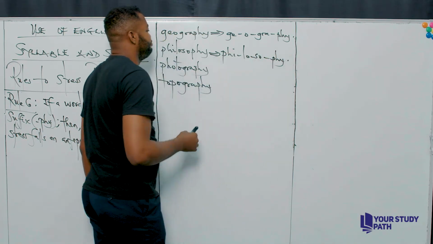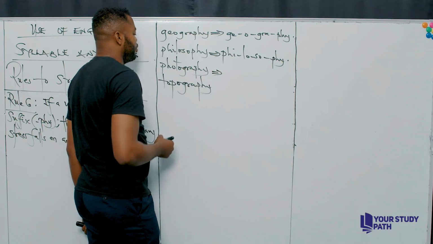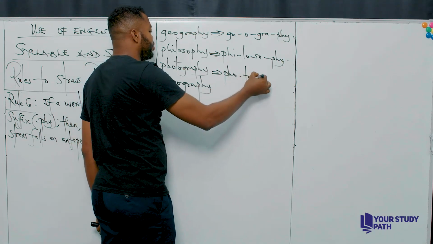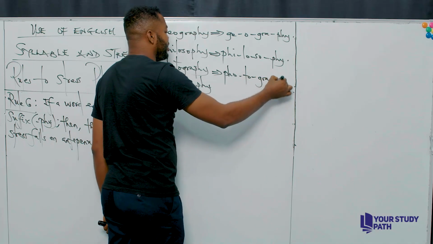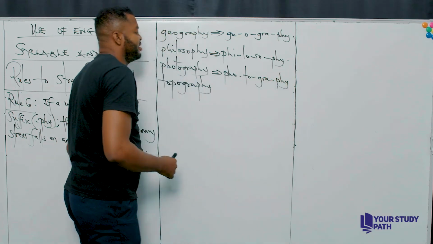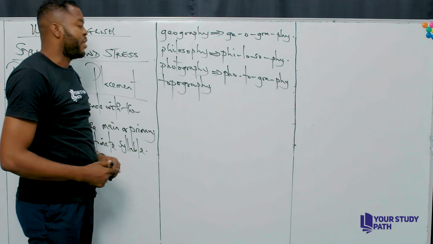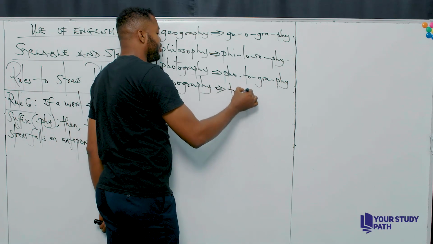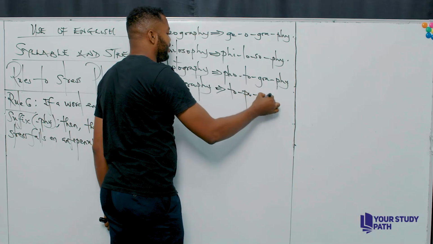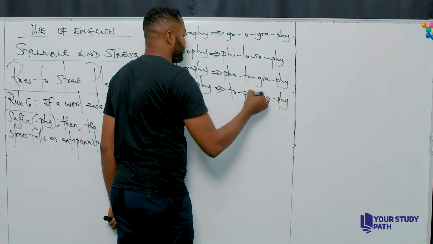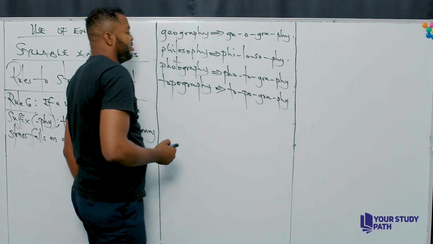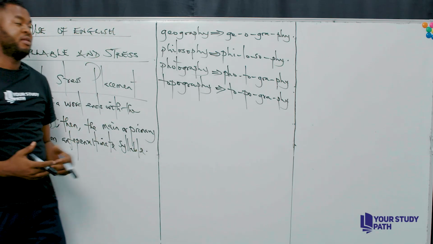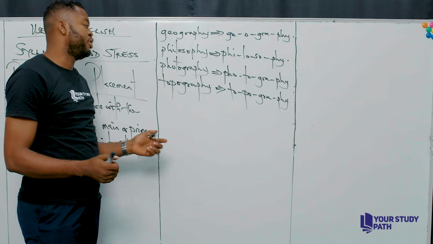PHI-LO-SO-PHY. The third word is PHO-TO-GRA-PHY. Okay? Now the next syllabic division is topography, TO-PO-GRA-PHY. Okay, so these are the syllabic divisions for these words.